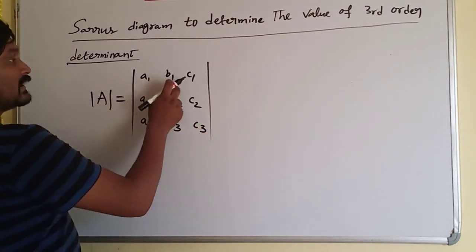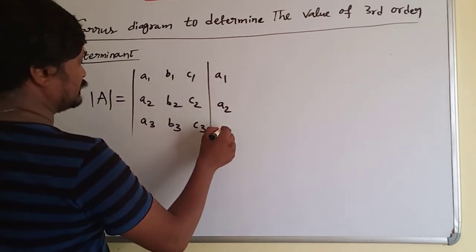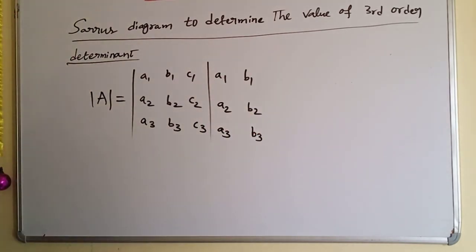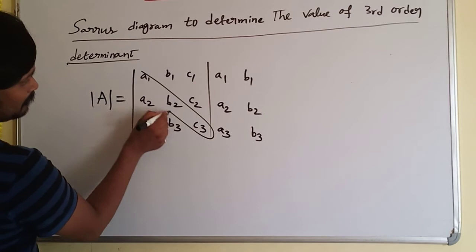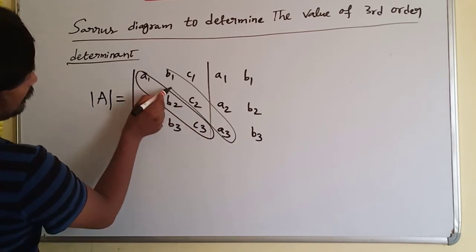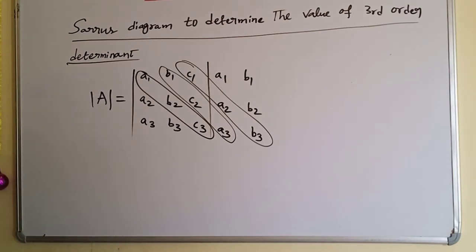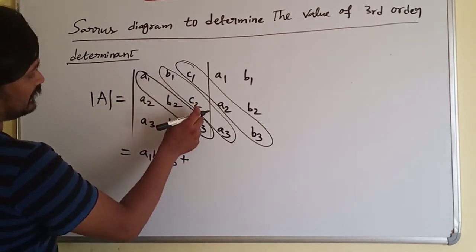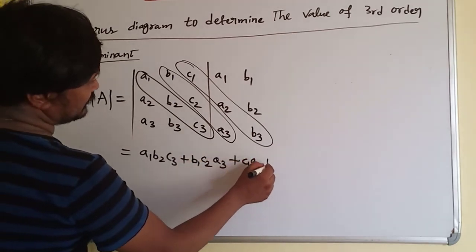It is very simple. Here there are three columns, so we repeat these two columns again so that it becomes very easy: A1, A2, A3, B1, B2, B3. Now you get three diagonals. First diagonal, then second diagonal, and then third diagonal. These are the products. Now we can write it as A1, B2, C3 plus B1, C2, A3 plus C1, A2, B3.